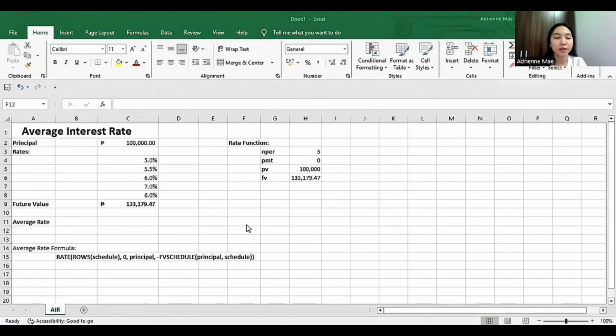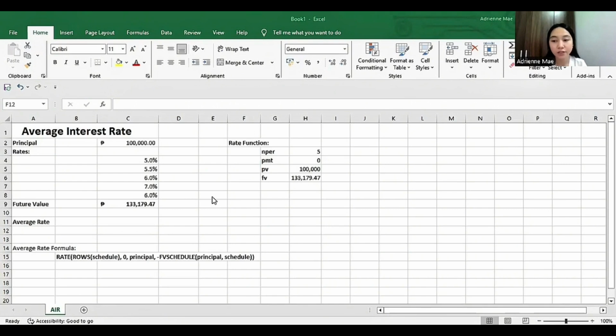Good day, everyone. I am Adrienne Mae Bolilan, and for today, I will be discussing average interest rate. So, what is average interest rate? It is the mean percentage charged by lenders on loans or paid by banks on deposits over a specific period. A while ago, calculating future value with varying interest rates was already discussed, and we already know how FV is calculated. But what if you want to know its average interest rate?